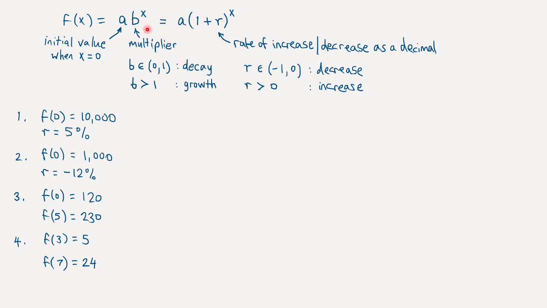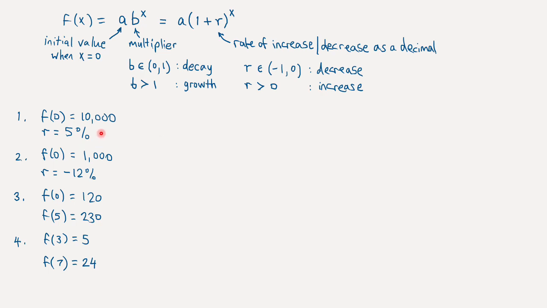One thing to note here is if b is 1 or if r is 0, then we don't really have anything interesting, because 1 to the power of x is just 1, and so the function is just the constant a. Let's run through some examples.